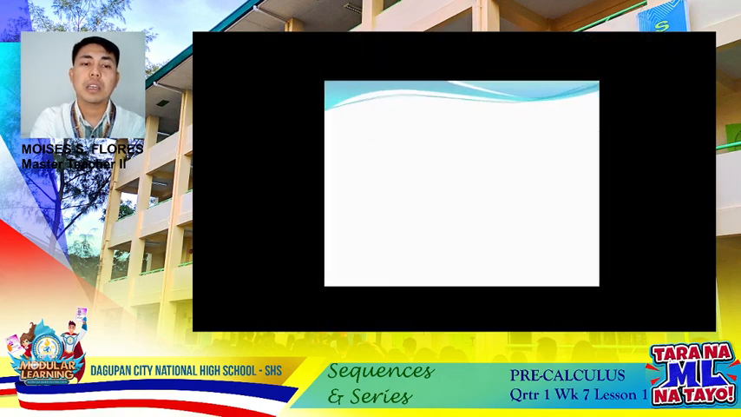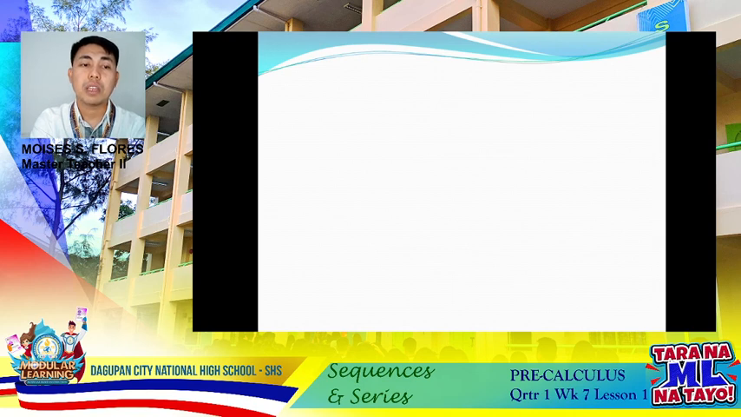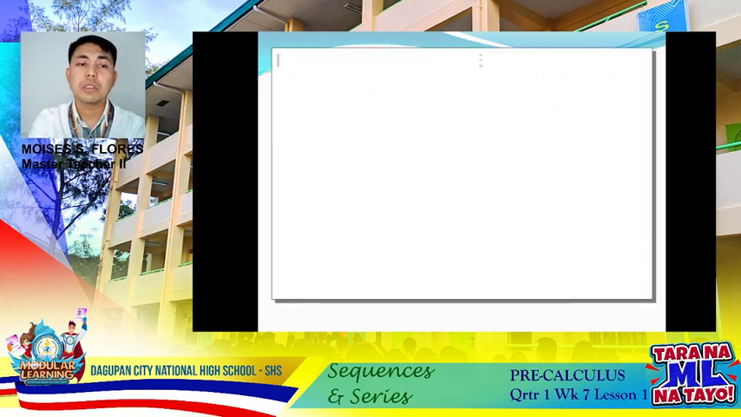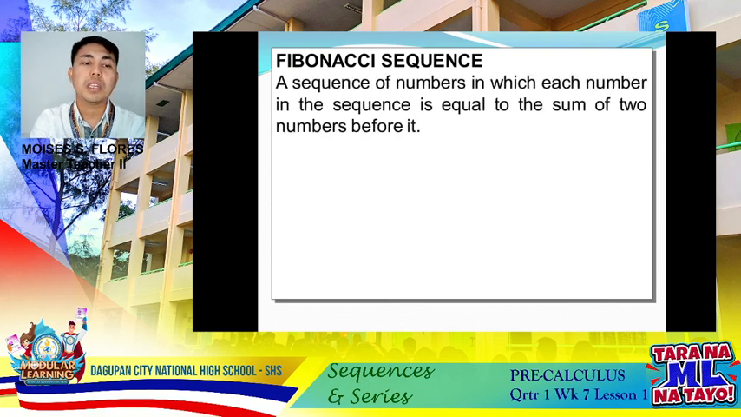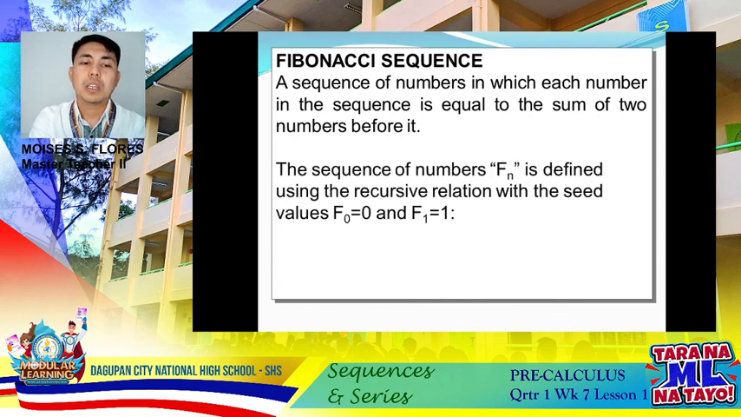And then lastly, we come to the last type of sequence that we are to deal with, and that is called the Fibonacci sequence. A Fibonacci sequence is a sequence of numbers in which each number in the sequence is equal to the sum of the two numbers before it. F of n is defined using a recursive relation with seed values: F sub 0 is equal to 0 and F sub 1 is equal to 1. So the sequence starts with 0 and 1.